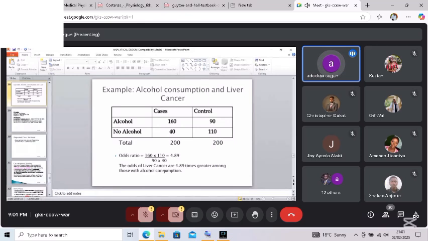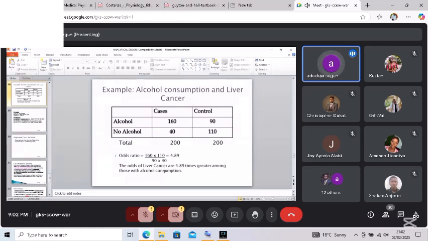Now, if you look at the total of cases, we have 160 plus 40, that's 200. For the control, we have 90 plus 110, that's 200. Meaning that we have 200 for control. We also have a total of 200 participants for cases. So they have equal numbers of participants per group.